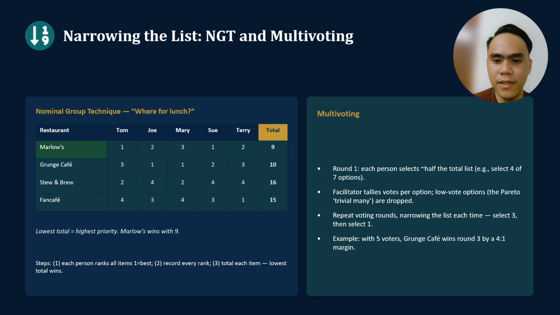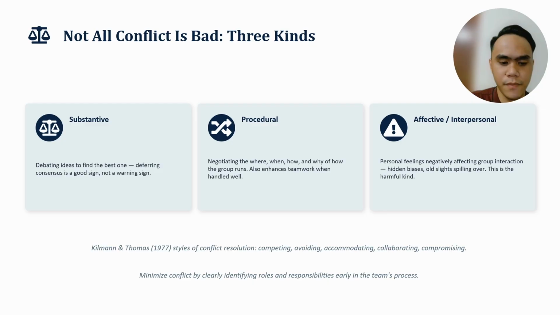This example scales up a larger version of the same lunch problem, with five people voting across 3 rounds, selecting four, then three, then finally down to one, and Grunge Cafe ultimately emerges as the winner in round three by a decisive 4-1 margin. The key difference to remember between these two tools is that NGT, the nominal group technique, captures the full preference ranking in a single pass, while multi-voting progressively eliminates low-support options across multiple rounds.